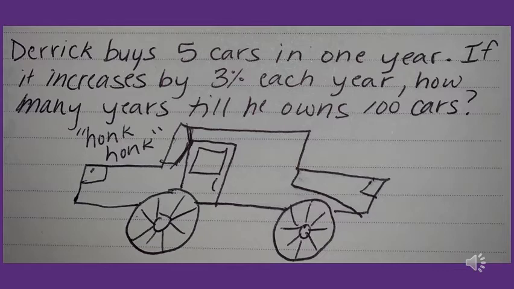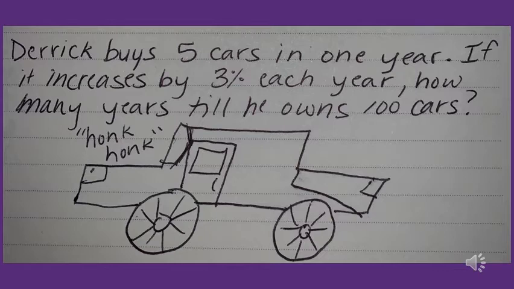Well, the first one here, it says Derek buys 5 cars in 1 year. If it increases by 3% each year, how many years will it be till he owns 100 cars? And so he starts with 5, it grows by 3% a year. When will he have 100 cars?